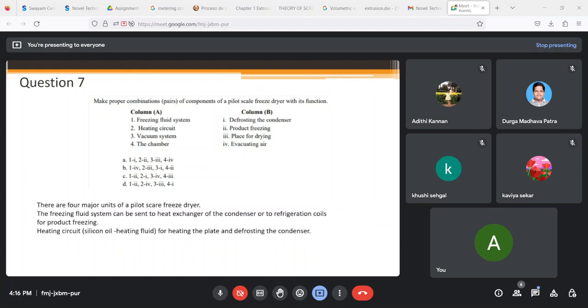The third is the vacuum system. The vacuum system is necessary for evacuating the air. Any clue why we need to evacuate air in the freeze drying equipment? Why can't we run it at atmospheric pressure?